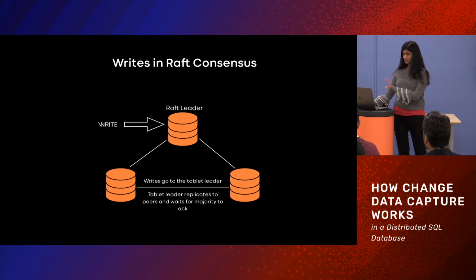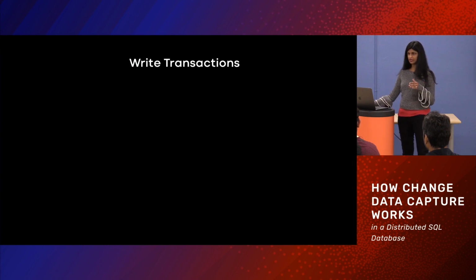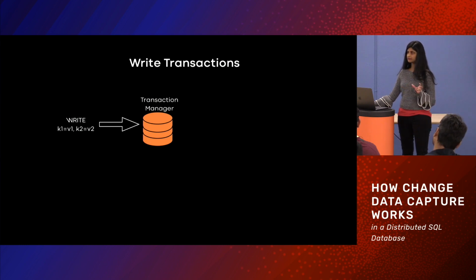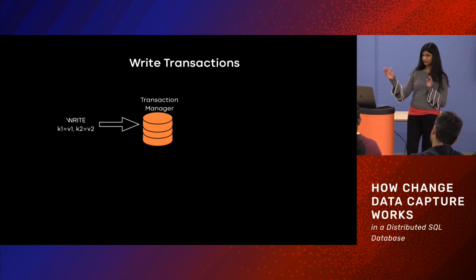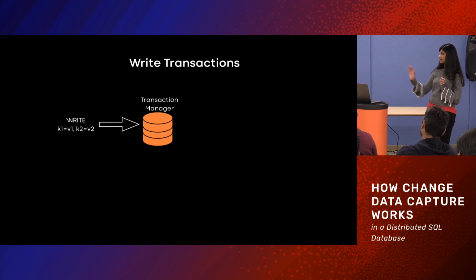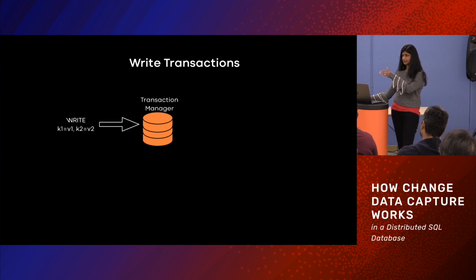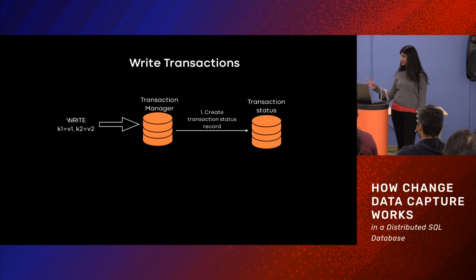So this is how Raft happens. This is how the writes happen in Yugabyte. Now, what happens in case of transactions? Transactions work a little bit differently, where we have this concept of a transaction manager. Let's say you have a transaction that's writing a set of rows. For simple reasons, let's say you're writing key 1 equal to value 1 and key 2 equal to value 2. That transaction first goes to a transaction manager. All of the Yugabyte nodes can act as transaction managers. Whatever node the write hits ends up acting as a transaction manager. The transaction manager creates a status record.